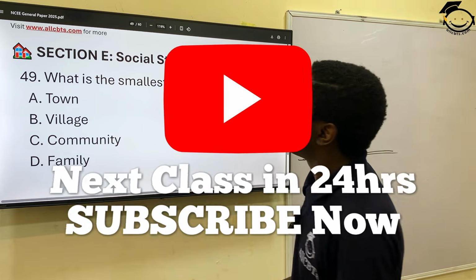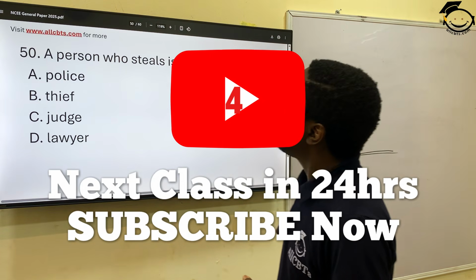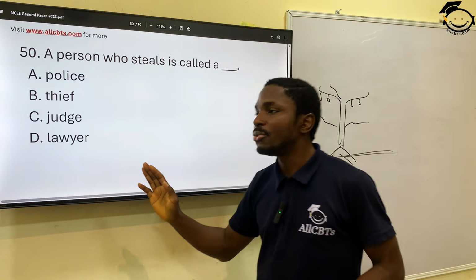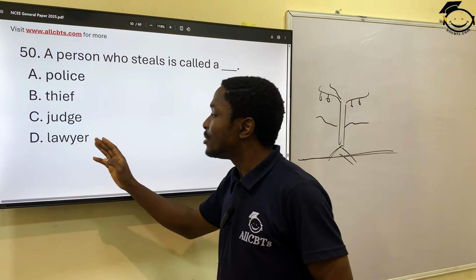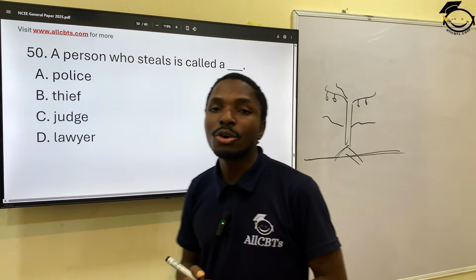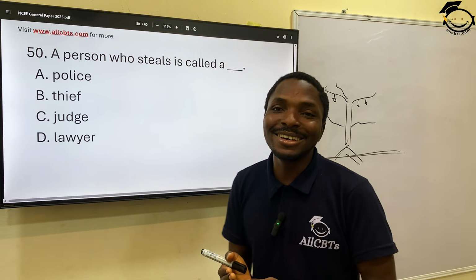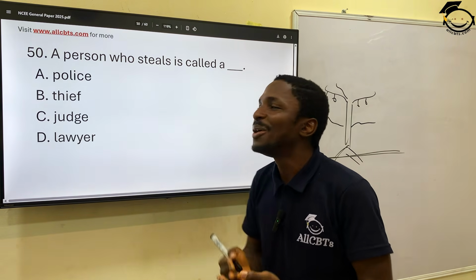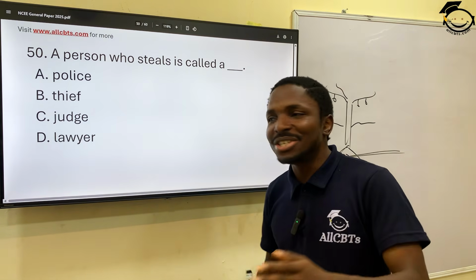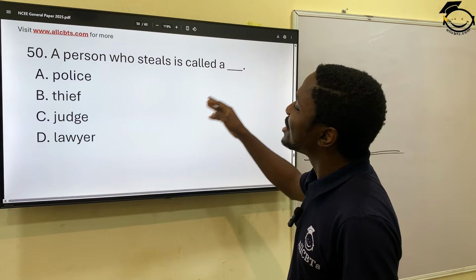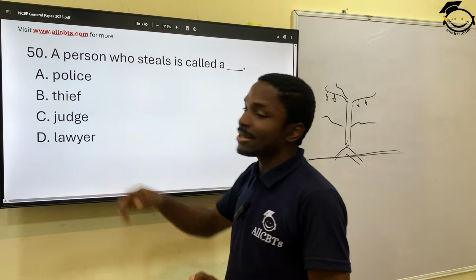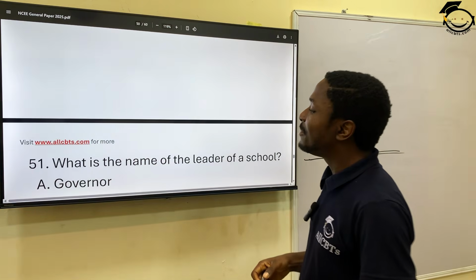Okay, so 50. A person who steals is called a what? This is very simple, right? Police, thief, judge, lawyer. I remember in my primary school days, we used to play a game called police and thief. So the thief will be hiding while the police will be chasing. So the person who steals is a thief. It's not the police, it's a thief. So that's option B.